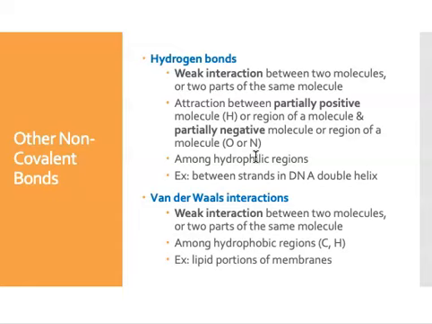A good example of where we find hydrogen bonding is between the two strands of DNA in the double helix. Each strand of DNA is formed through covalent bonding, but when the two strands come together, the bases on each strand will be attracted to each other and will combine with hydrogen bonding.